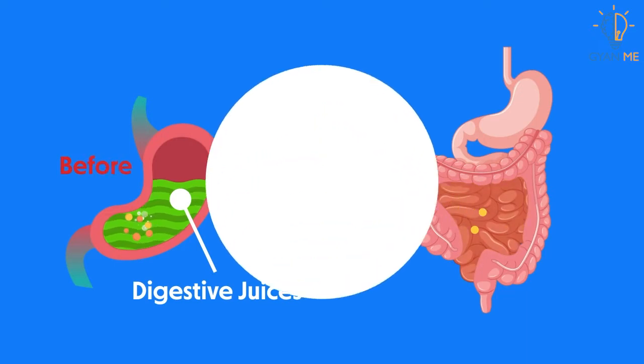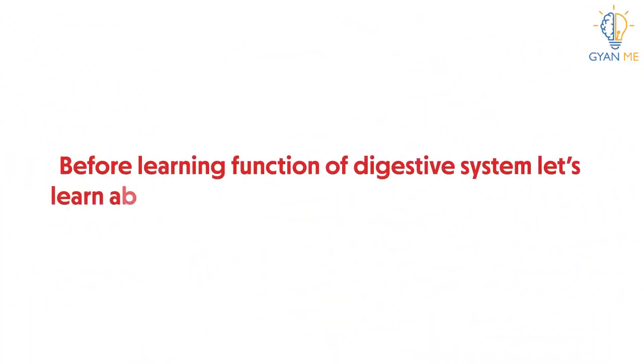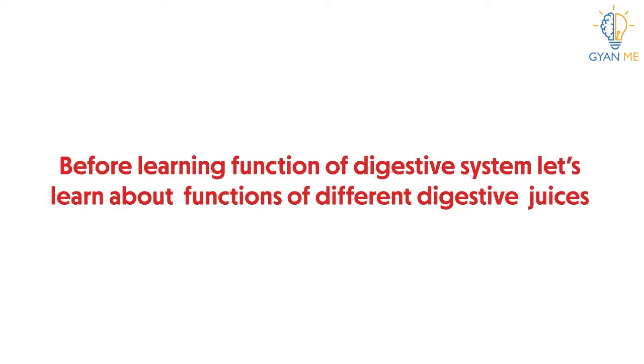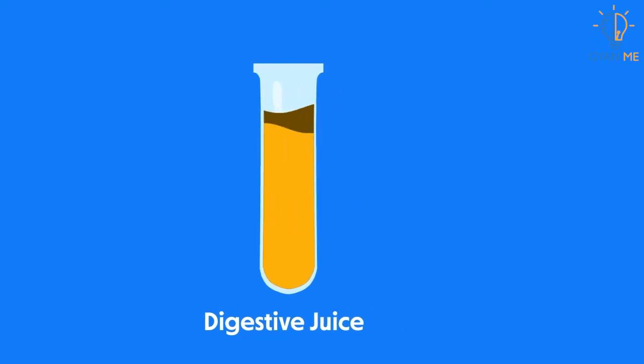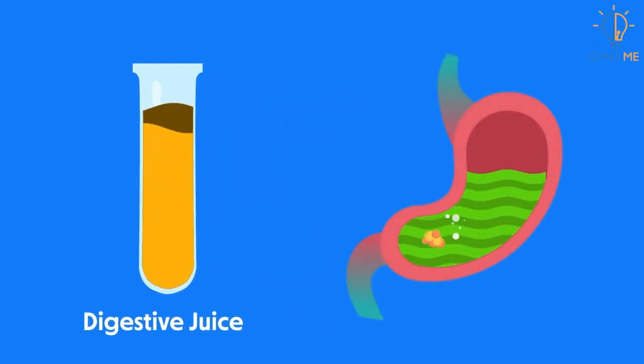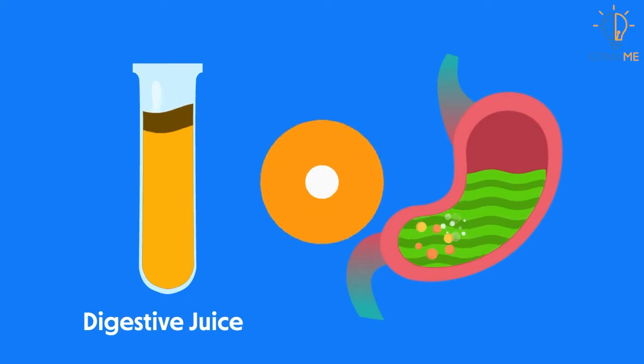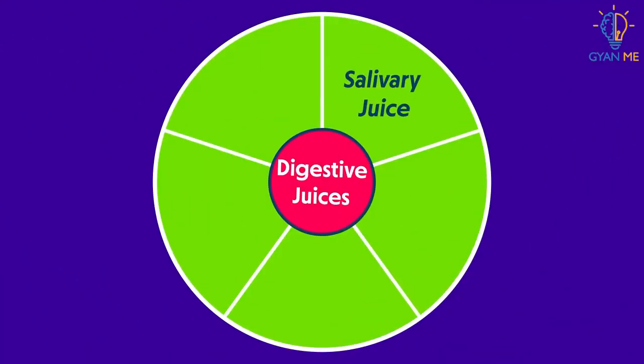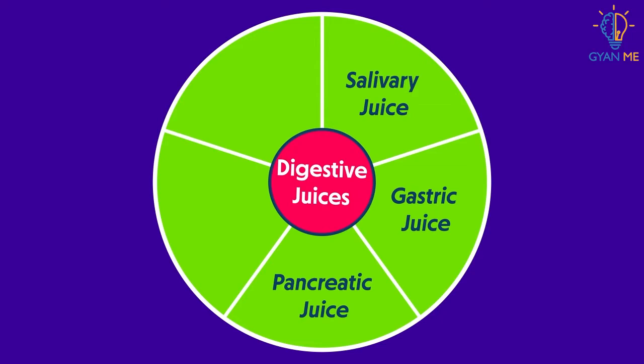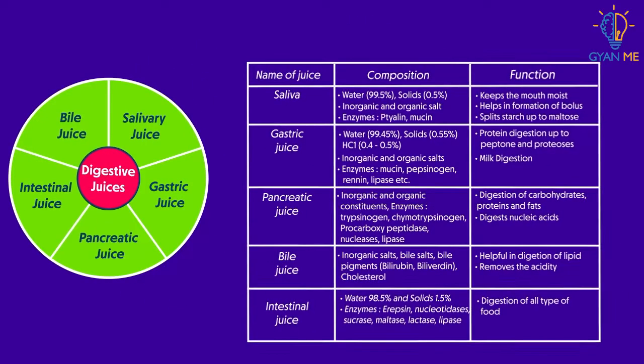Now students, before learning about functions of the digestive system, let's learn about functions of different digestive juices. Because these are the chemicals that actually digest our food. Digestive juices are of 5 types: salivary juice, gastric juice, pancreatic juice, intestinal juice, and bile juice. The composition and function are not important from your examination point of view, but just for knowledge they are there on your screen. Pause the video, take a second and have a look at them.